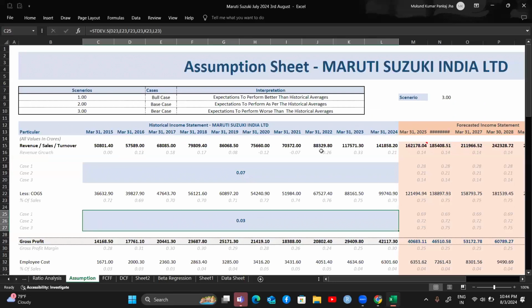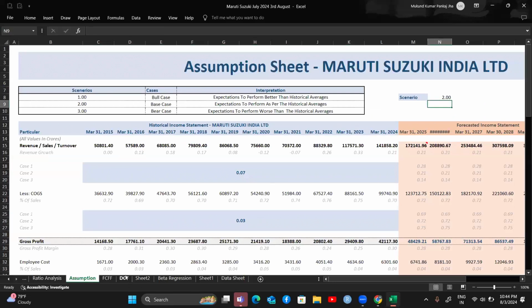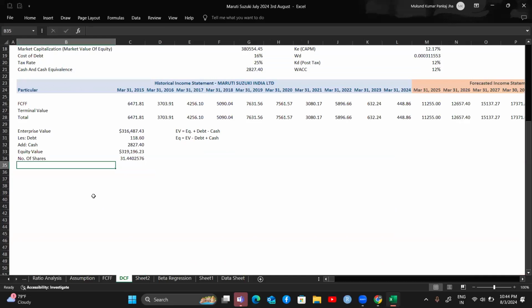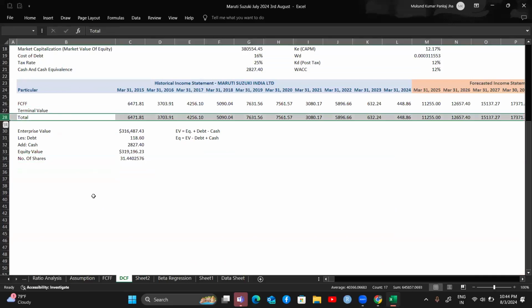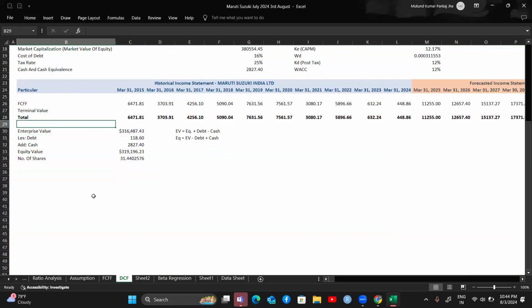Assumption. Let's keep that assumption to the base case scenario. And finally, the value that we will get is what we have worked very hard for. We are not entering them in 2015 anymore. Alt H1. We are not entering it in 2015. We are just entering it.